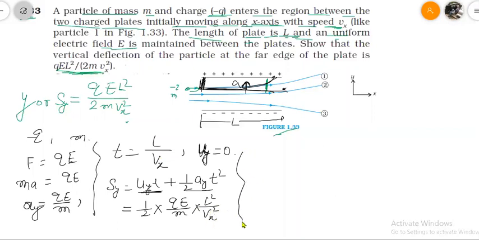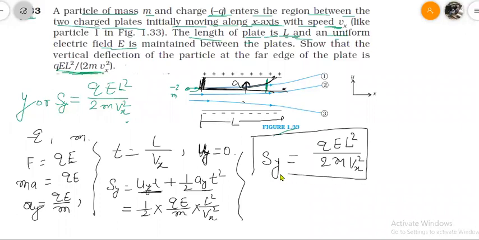So sy, displacement in y direction, is equal to qEL² divided by 2m vx². So this was the displacement in y direction. Okay.